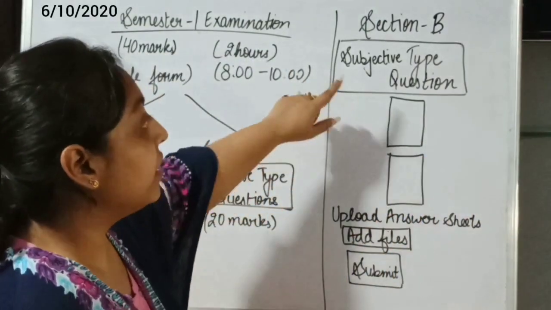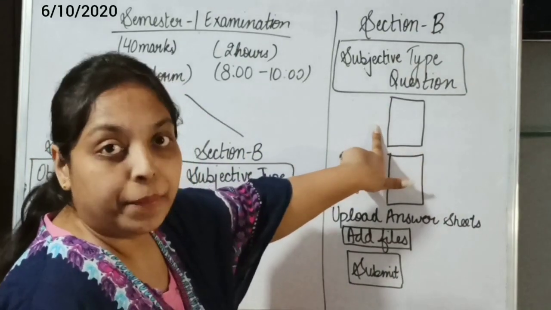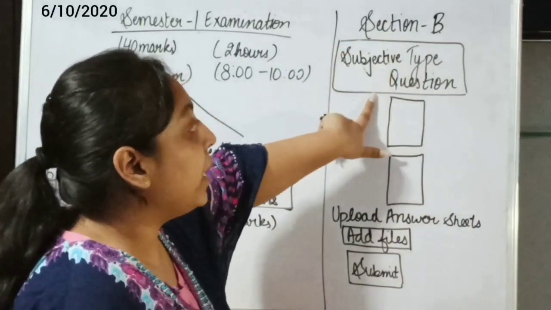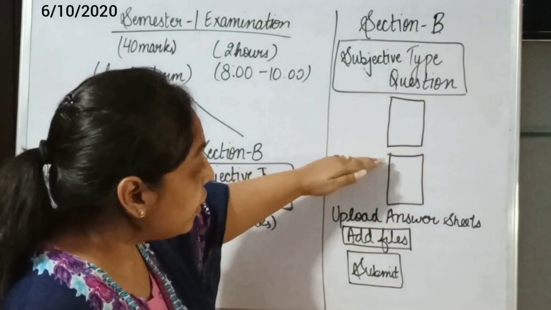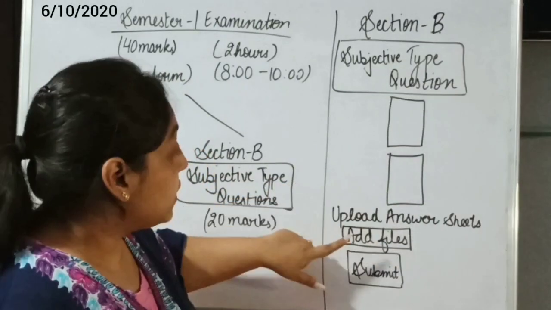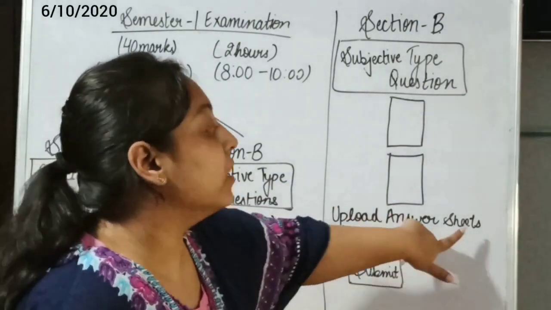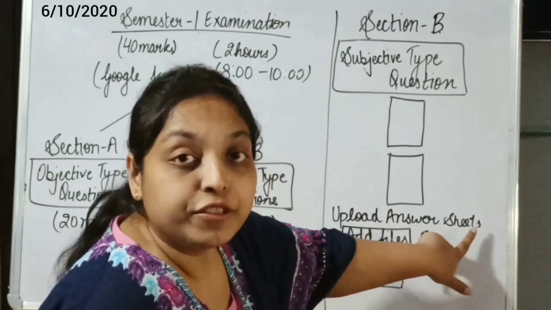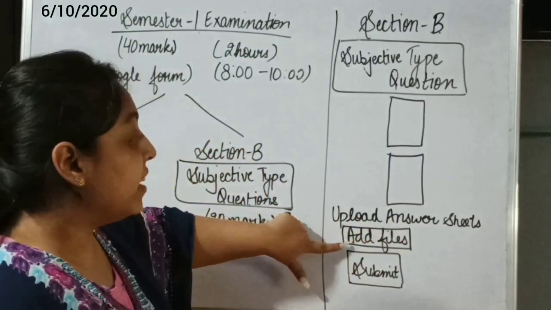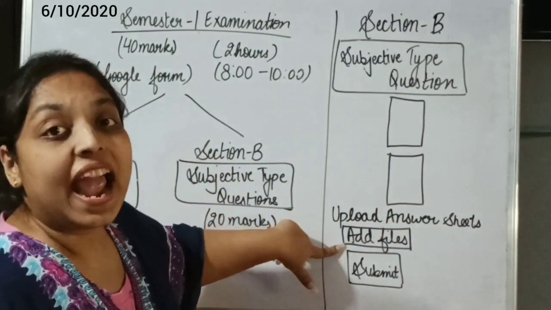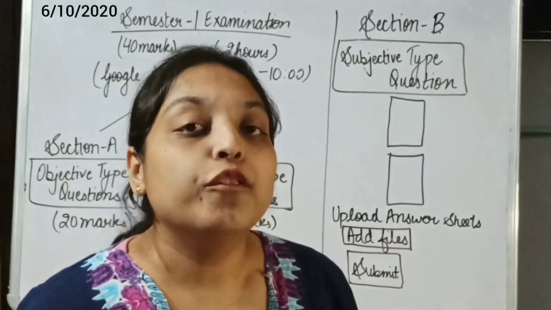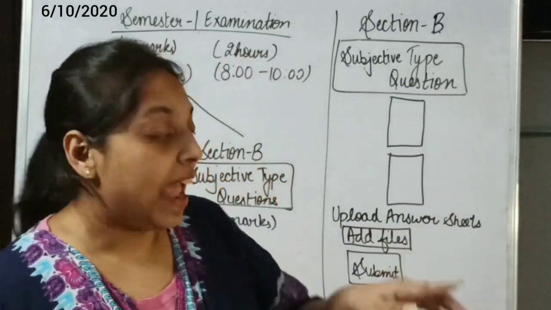When you see this web page where you have the Section B subjective type questions, after the questions you can see there is a line, upload answer sheets. And after this line, you can see there is an icon on which add files has been written. You will press on that icon, add files.